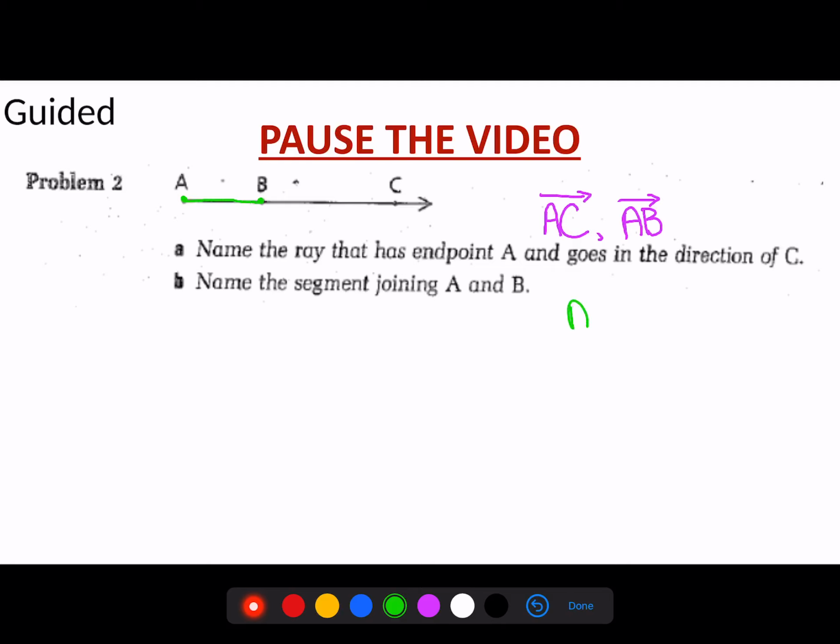Name the segment joining A and B. So a segment joining A and B, I can name that as segment AB.